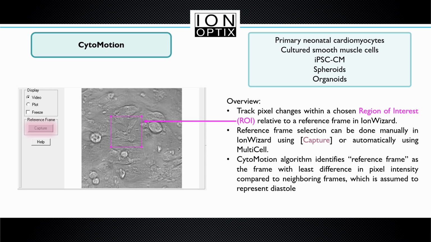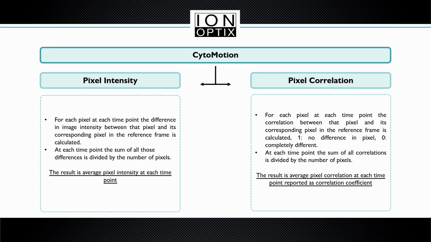Reference frame is identified as the frame with the least difference in pixel intensity compared to neighboring frames. This frame is assumed to represent the diastole phase of the cell's contraction cycle. To detect contractility, CytoMotion employs two methods: pixel intensity and pixel correlation. Let's discuss pixel intensity first.